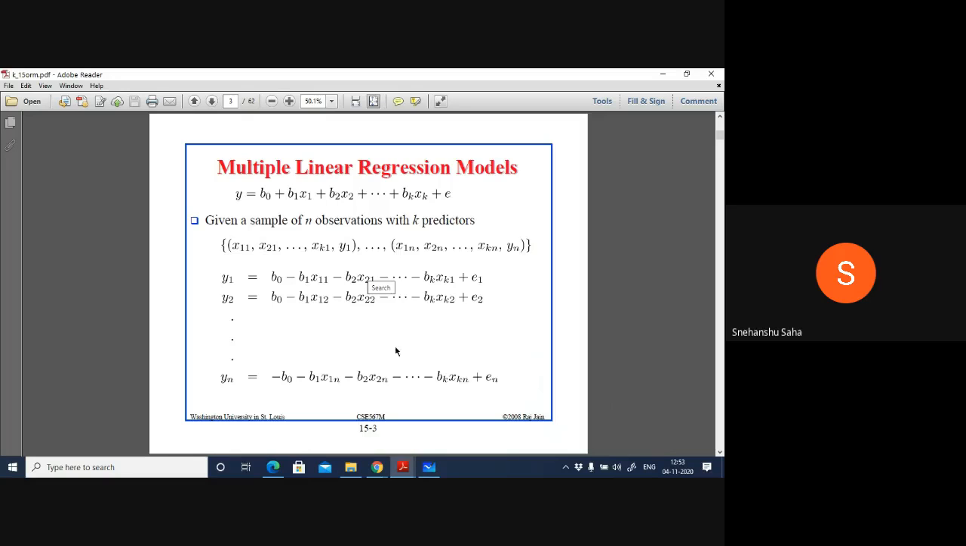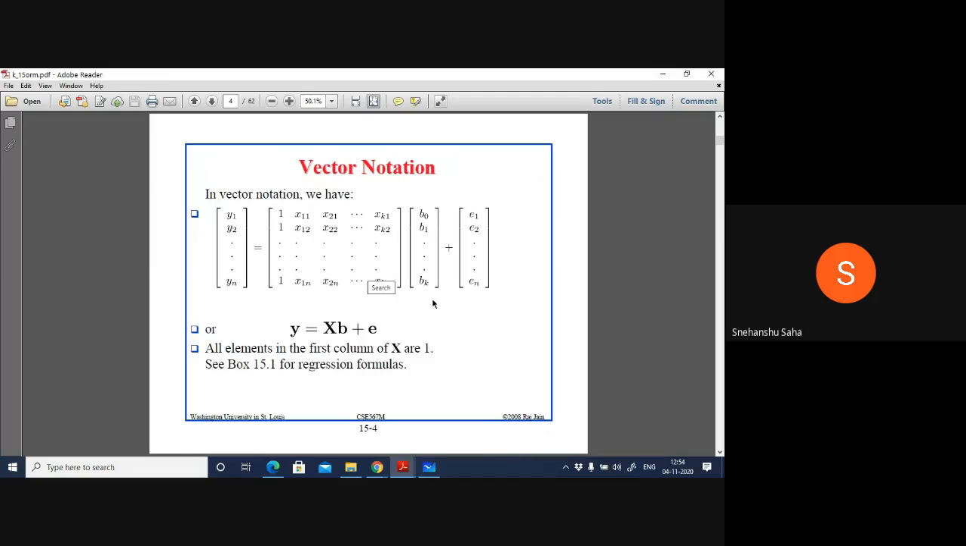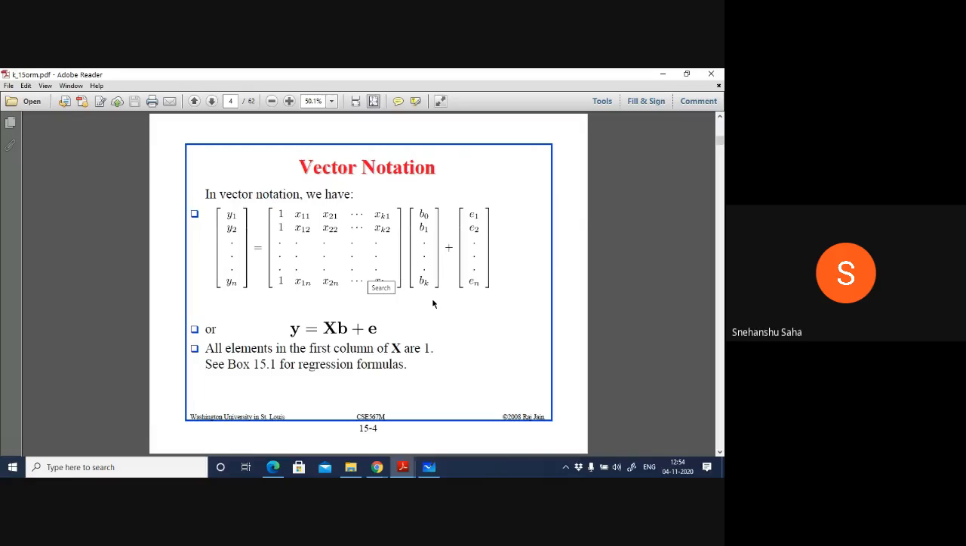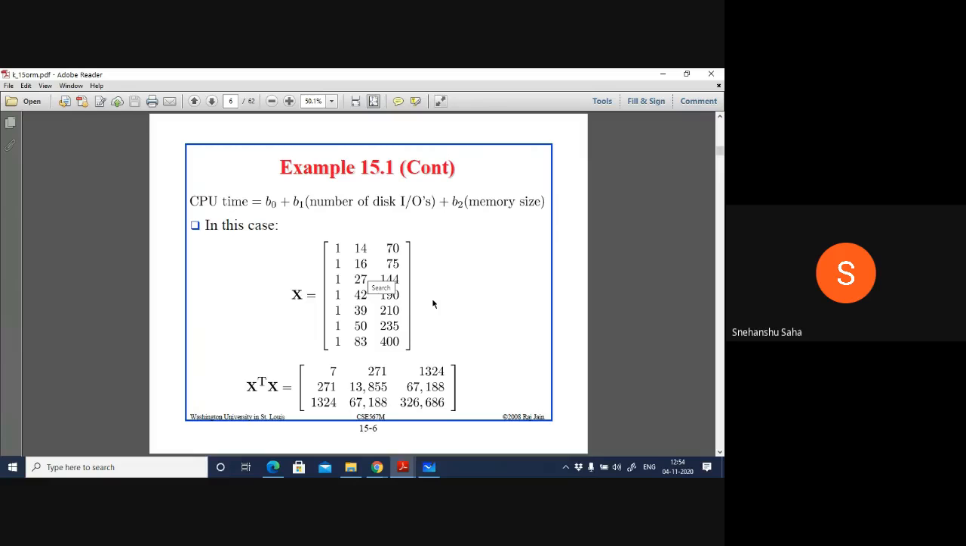And clearly the same system of equations can be abstracted using the linear algebra notation. Nothing changes. But as in the previous case, your x matrix is not a square matrix. So you have to resort to the same pseudo inverse kind of a thing, which is exactly what you do.